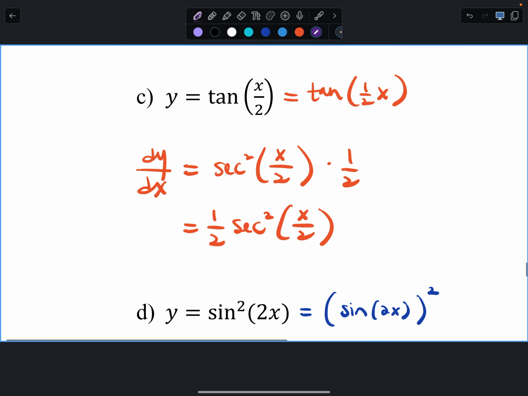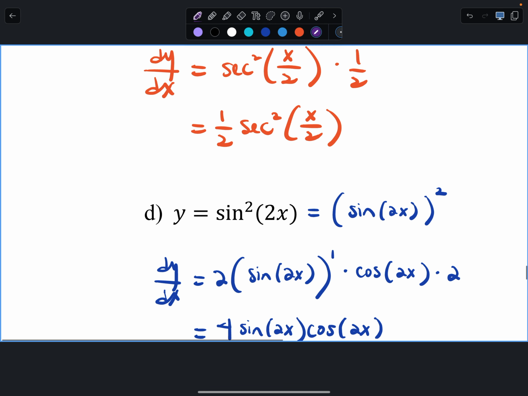Okay, next one, function inside of a function inside of a function. Chain rule and chain rule. Or, did anybody write that as a product and use product rule? Because you technically could have done that, right? Sine of 2x times sine of 2x. You did that? Yeah. That works. But chain rule inside chain rule, right? Derivative of the outside, leave the inside alone, times the derivative of the inside, which would be chain rule again. So derivative of the outside, leave the inside alone, times the derivative of the inside. But again, you could have written that as sine of 2x times sine of 2x and used product rule. And that would have also worked out.